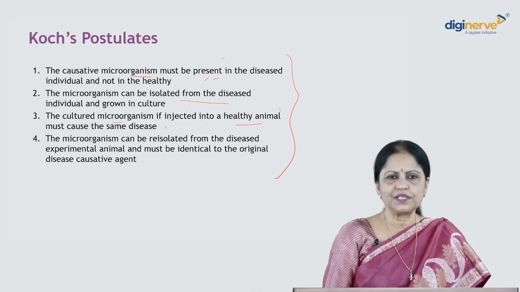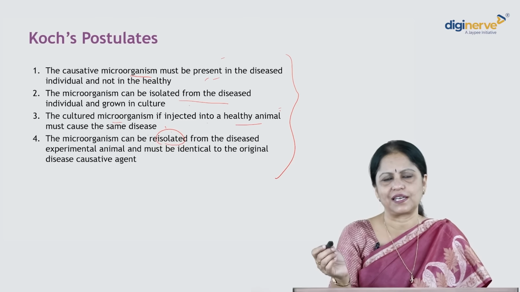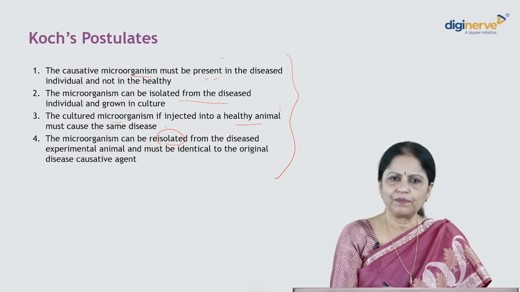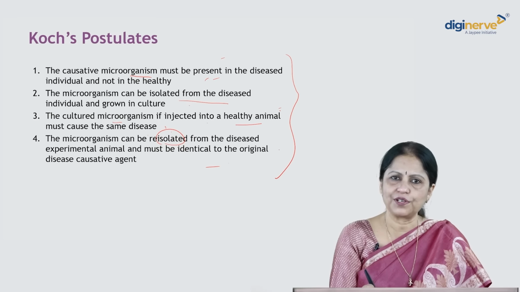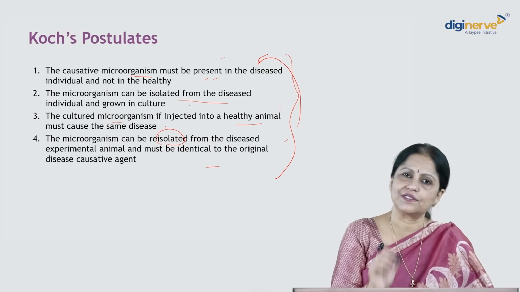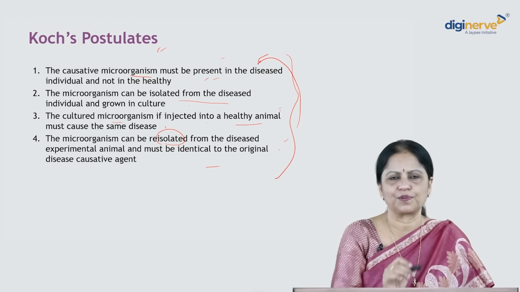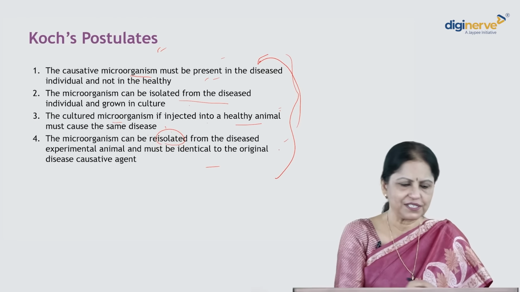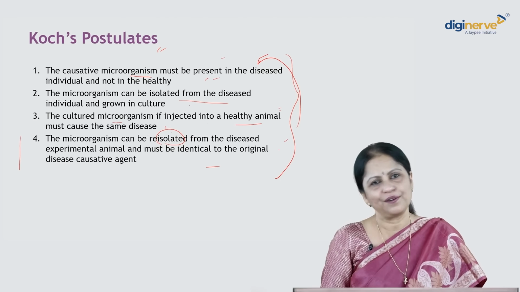And now the fourth is that this microorganism can be re-isolated from the diseased animal. And this bacteria or microorganism that has been re-isolated from the laboratory animal will be the same as the bacteria that was isolated from the diseased individual. So all these criteria together are known as Koch's postulates. And if a bacteria and a disease meet these 4 criteria, it is said to be the cause of that disease.